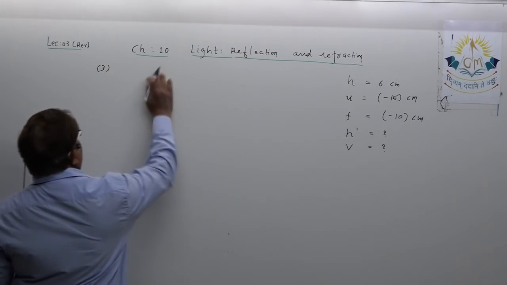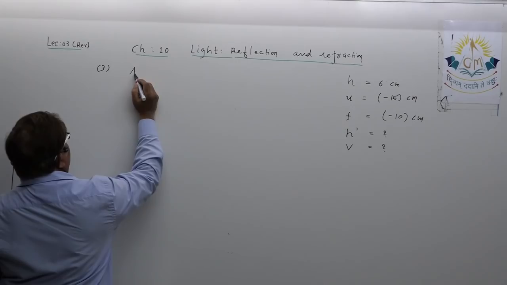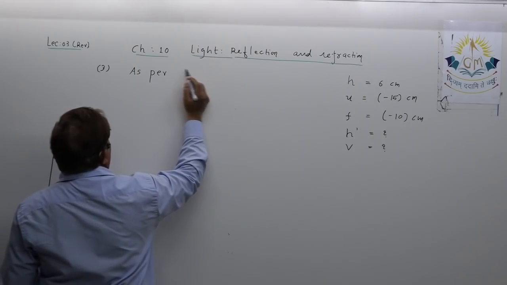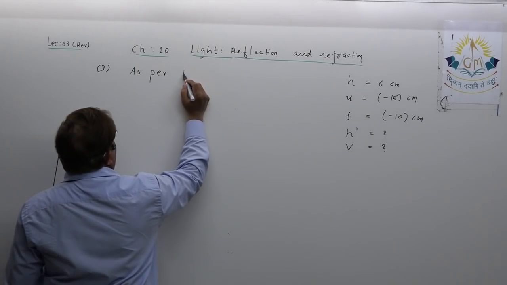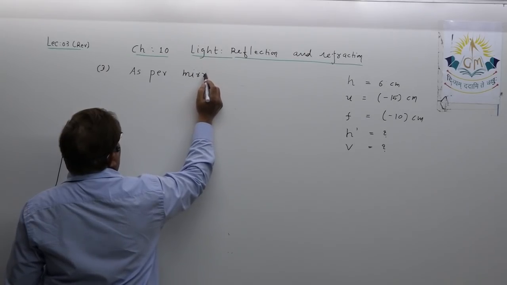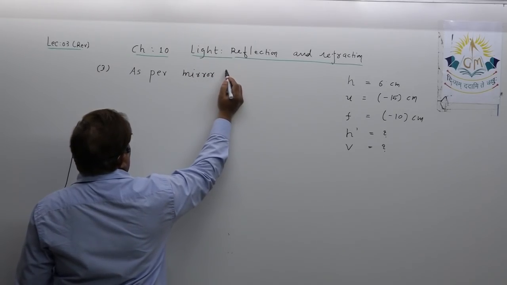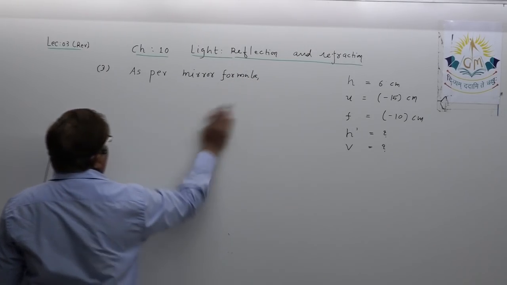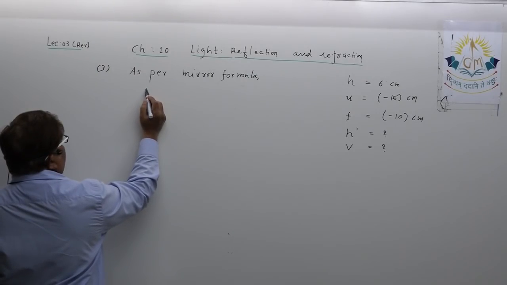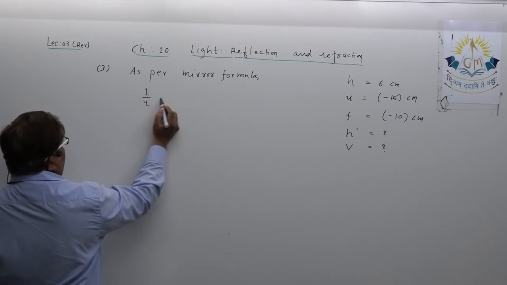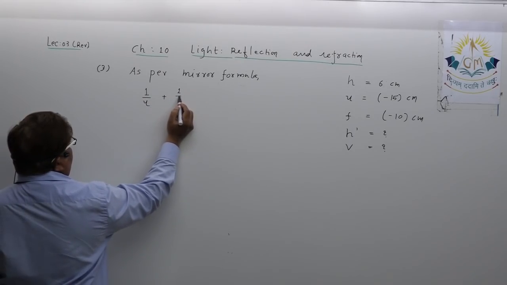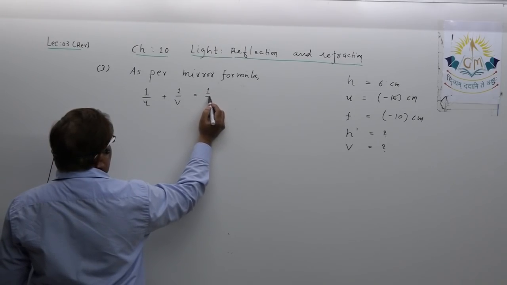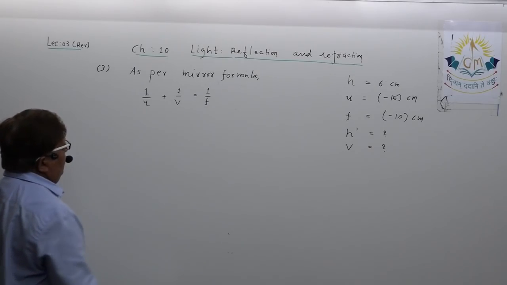So dear student, let us write as per. This is compulsory, even in tests from now onwards. If you don't write this, you will lose half a mark. You have to write as per mirror formula. Let us write the mirror formula: 1 upon U plus 1 upon V equals 1 upon F.